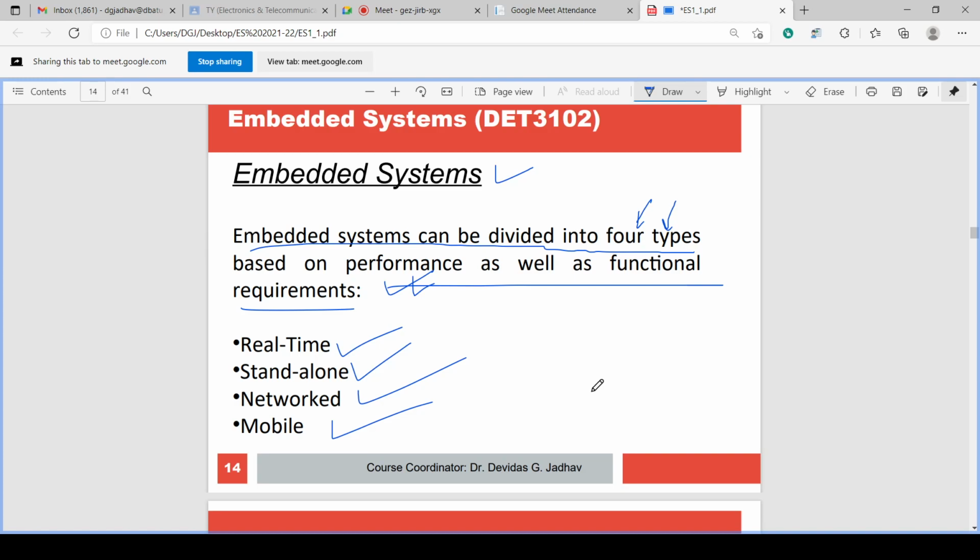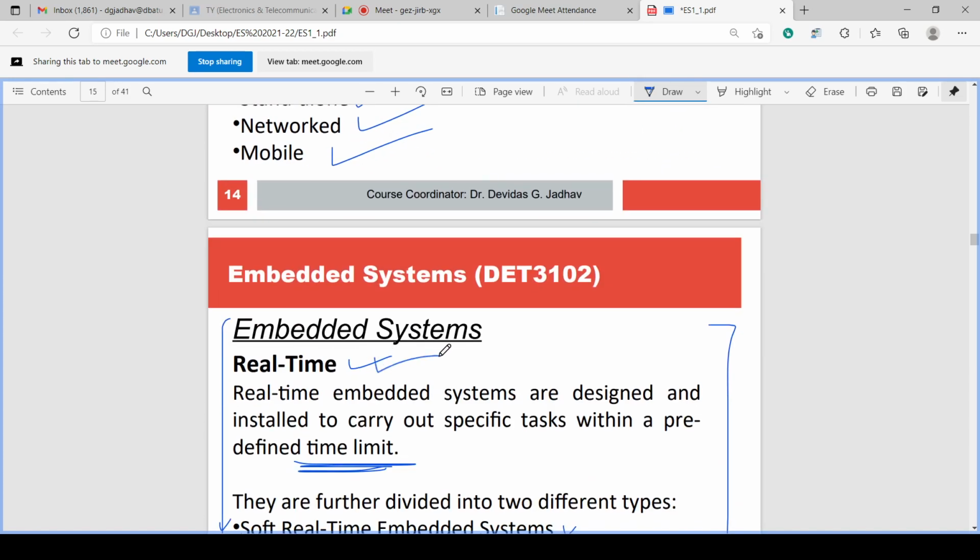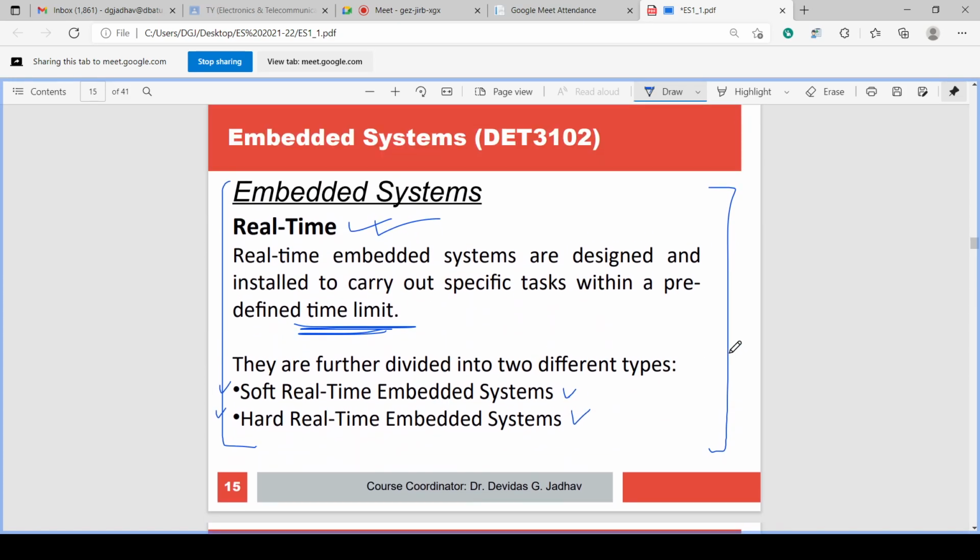So these are some of the types, the basic four types. Out of that, first is real-time. A real-time embedded system is designed and installed to carry out a specific task within a predefined time limit. There are soft real-time embedded systems and hard real-time embedded systems. Soft real-time does not strictly follow the time limits, but hard real-time requires strictly following the time limits.